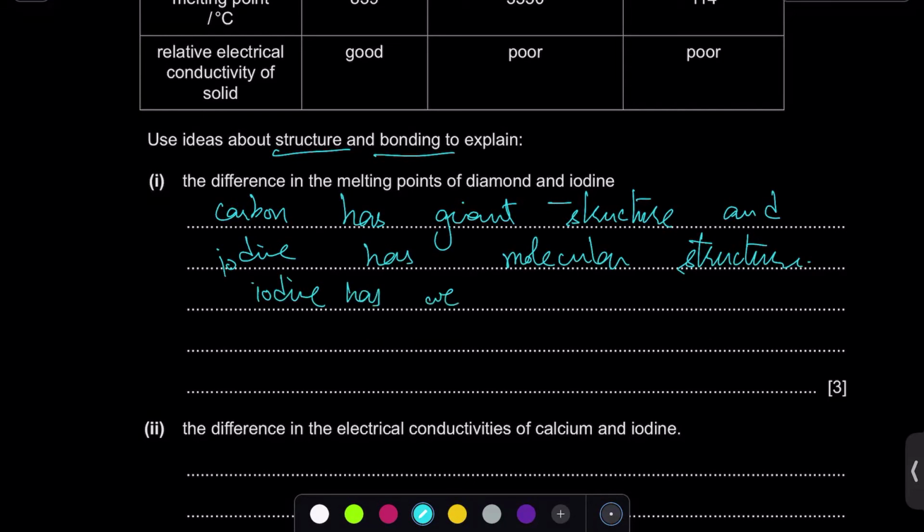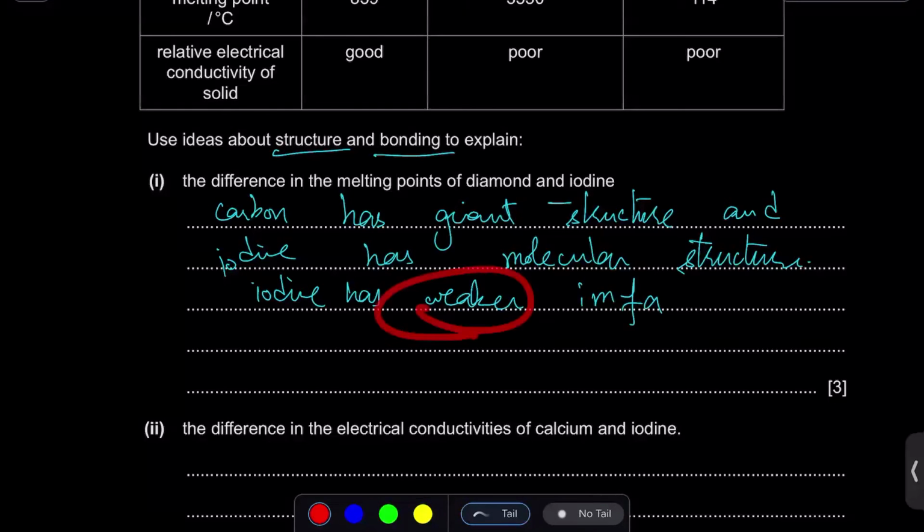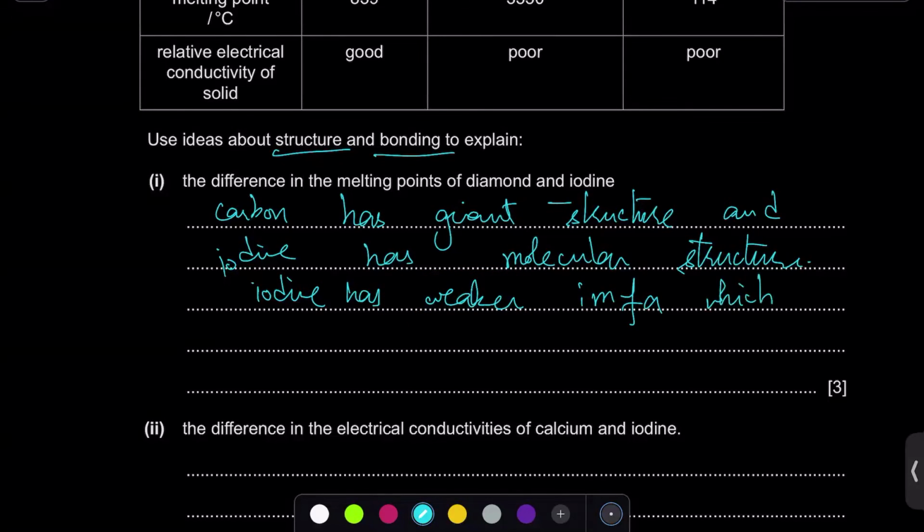has weaker intermolecular forces of attraction. Write it in full in the exam, we don't write IMFA, okay, I only wrote that for illustration. Write the full thing, intermolecular force of attraction, okay. And the idea that they are weaker is important. So which break with less energy, yeah, which can break with less energy. All of that is useful.